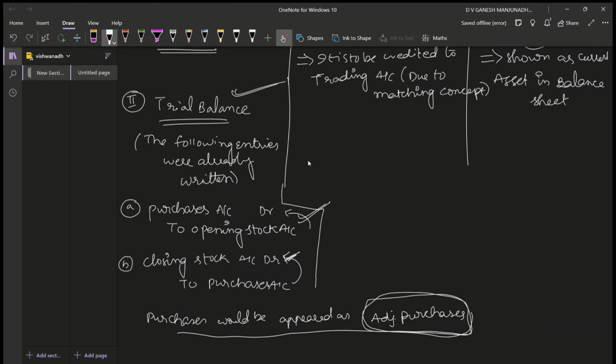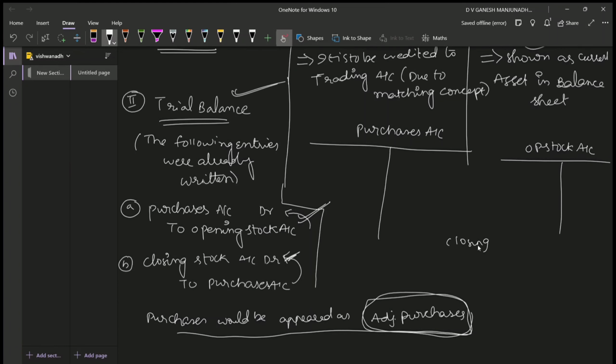When it is given in trial balance, let us see here. Let us open the purchases account, the opening stock account, and also the closing stock account. Simply, the opening stock is the closing stock of the last year. Last year's closing stock would be appearing as the opening stock for the next year.